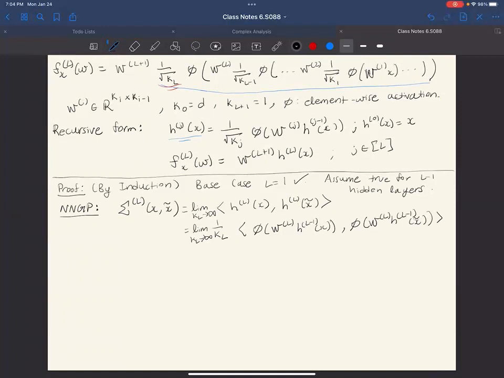Okay. But now we know how to deal with such things. Remember that this is very similar to the neural network Gaussian processes that we had considered before. Remember, this is just a sum over KL terms. These are vectors in R^KL. And this is exactly W at L, i colon, h of L minus 1 of x, phi of W at L, i colon, h of L minus 1 of x tilde.